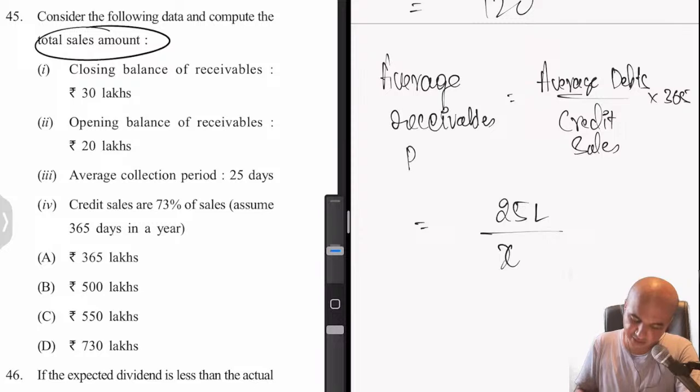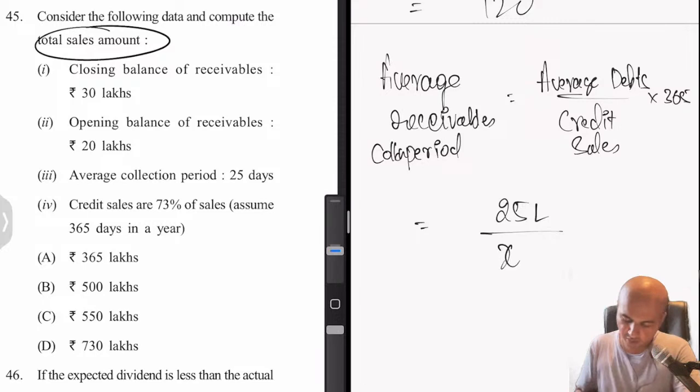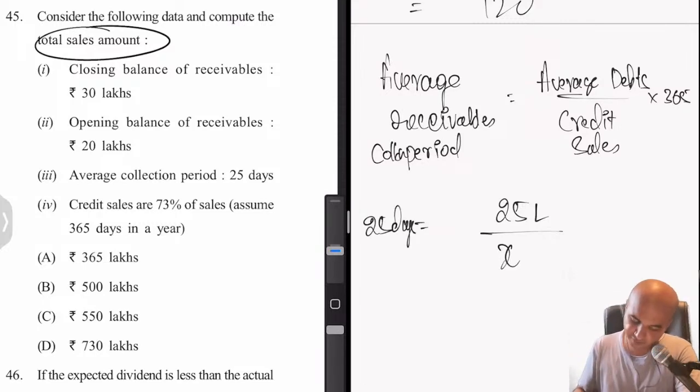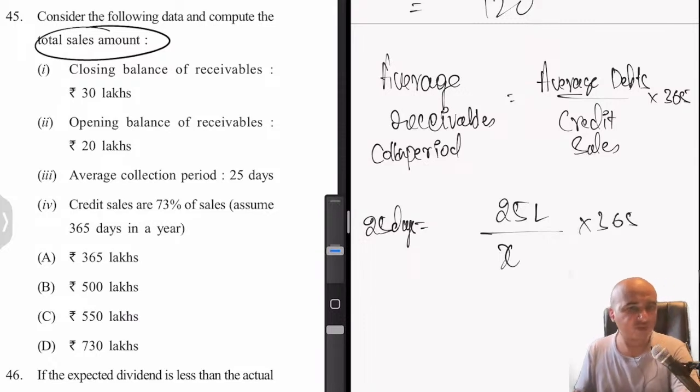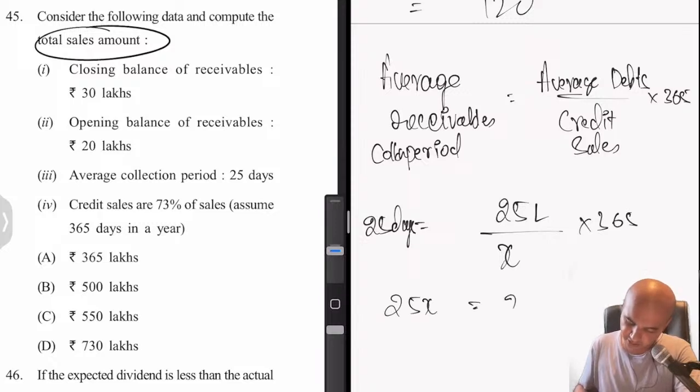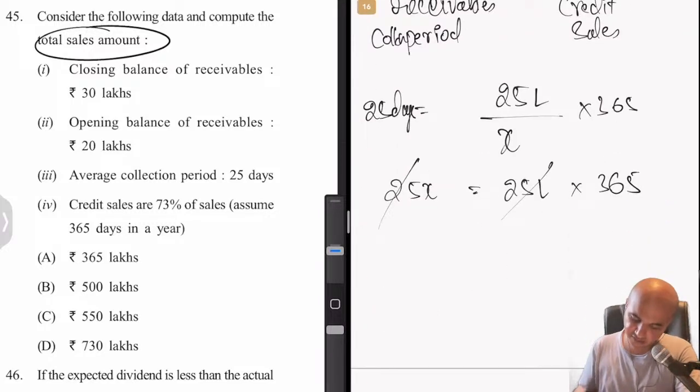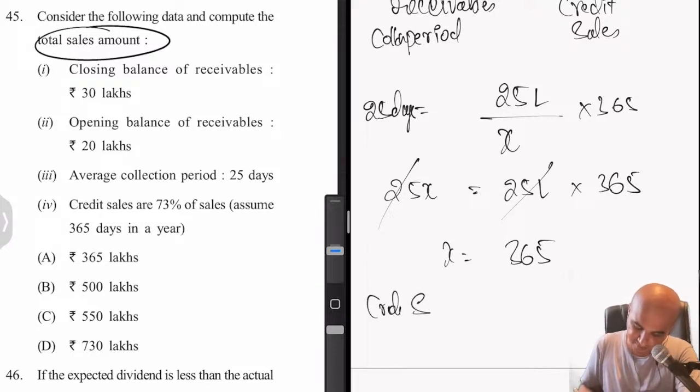This is the average receivables collection period, which is 25 days. With this we can easily identify, this will be multiplied by 365. When you do the math, 25x equals 25 lakhs into 365. This and this will get cancelled. X will be 365. So what is X? X is nothing but credit sales.